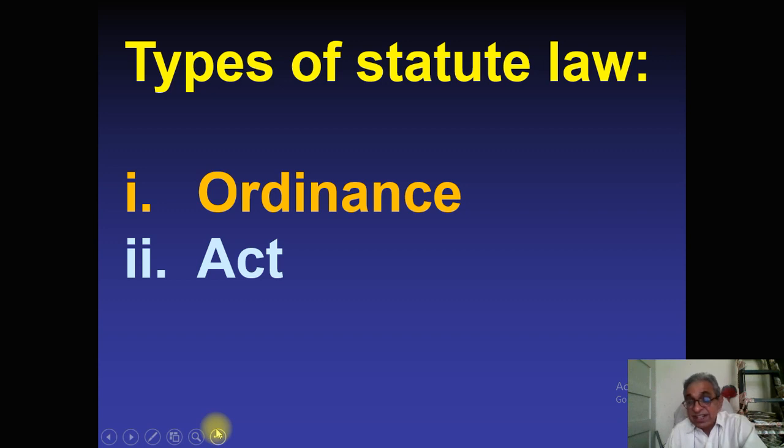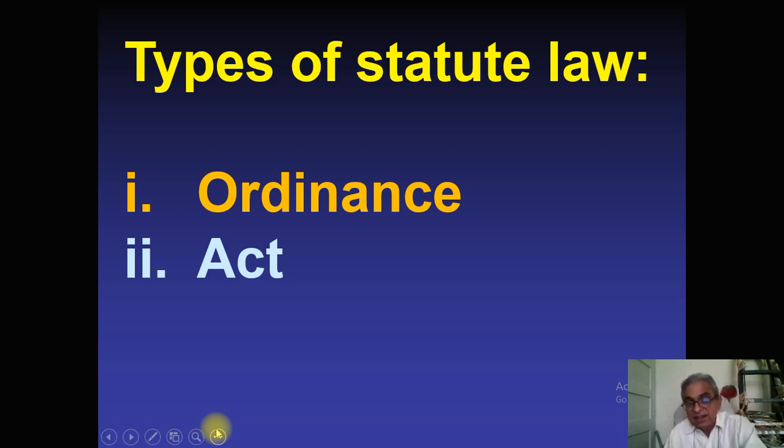An act is a law. It is a permanent law, in contrast to the ordinance. An act is passed by the parliament, by the National Assembly and the Senate. Once the act is made, it is a permanent law. So it will remain effective until and unless cancelled by the same body, the National Assembly and the Senate of the country.